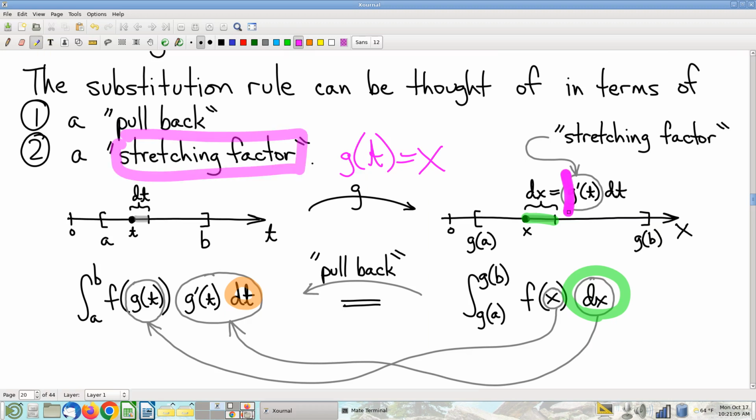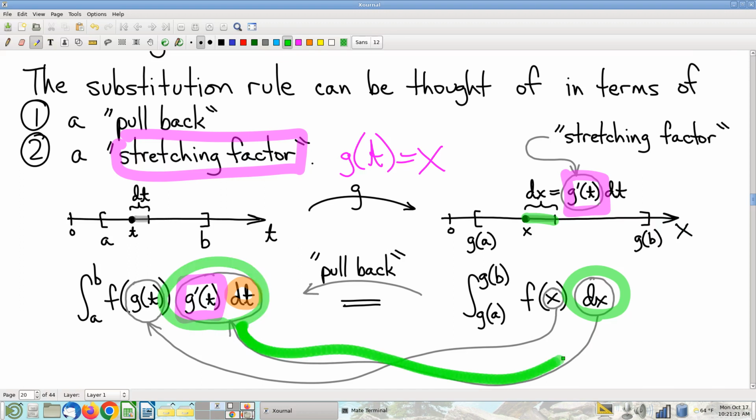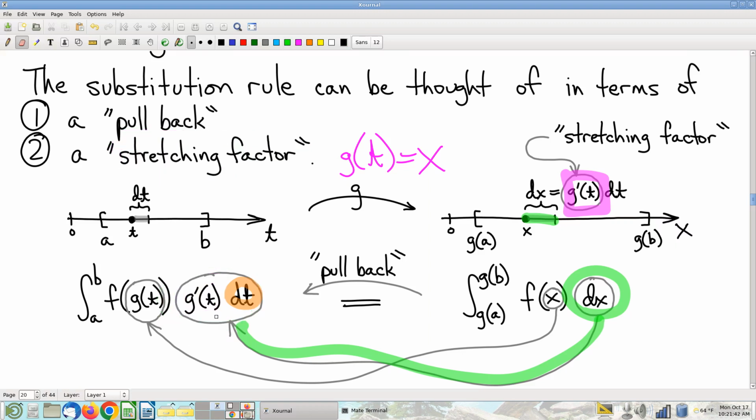The stretching factor is the amount by which pieces of the t-axis are stretched out in becoming pieces of the x-axis, stretched out by the function g. So, of course, we all remember our single variable calculus, and we also remember, in broad strokes, that derivatives are what turn input changes into output changes. So we know that stretching factor is g prime. But I want to think of it as such, and think of it as part of the process here.